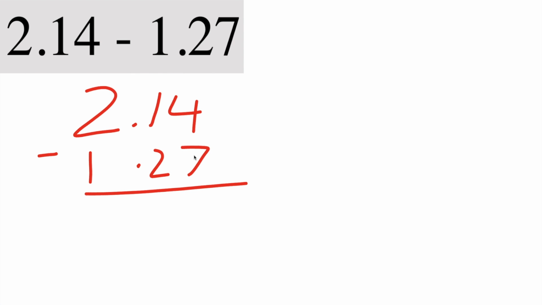So 4 minus 7 is a negative number. We can't do that. So we're going to take this 1 away, make it 0, and give him 10. So he becomes 14. 14 minus 7 is 7. Now 0 minus 2, same situation. It's negative. So we need to take away this piece. Instead of a 2, we make it a 1. And we got to give him a 10. So 10 minus 2 is 8. And 1 minus 1 is 0.